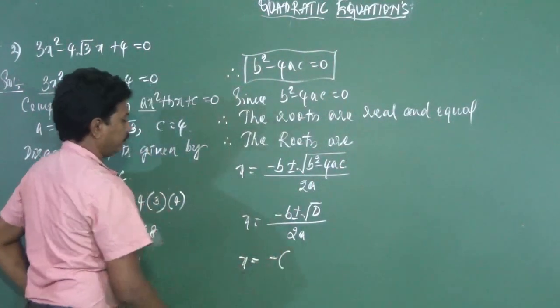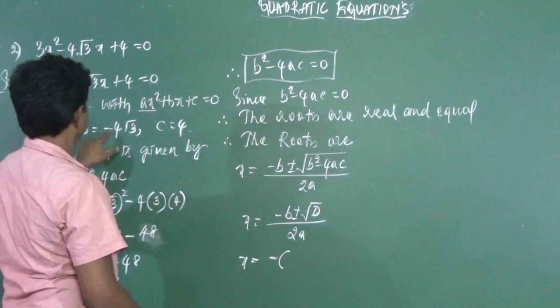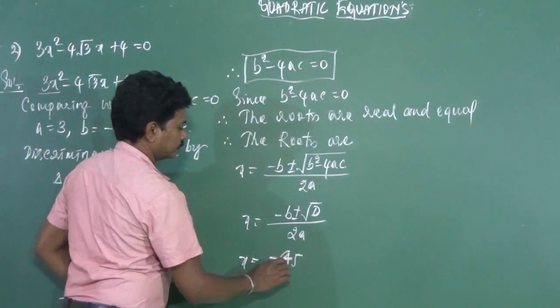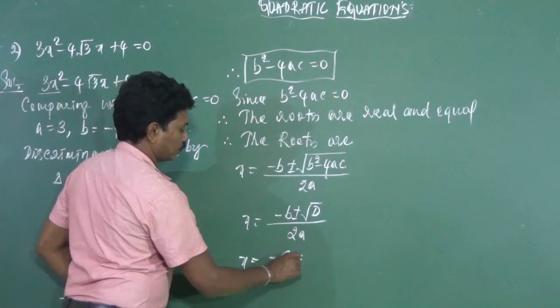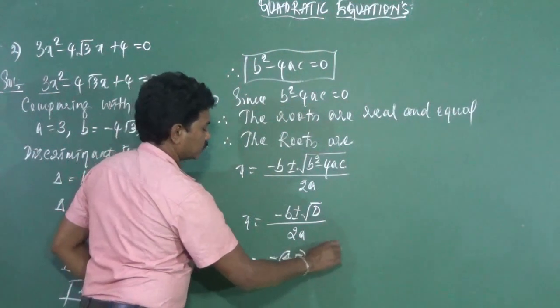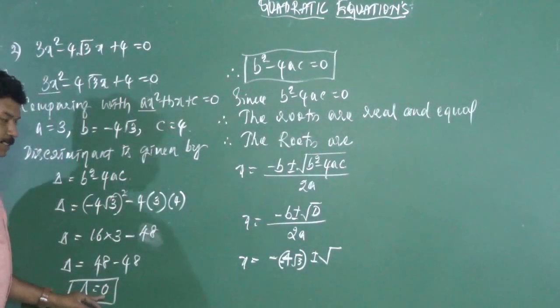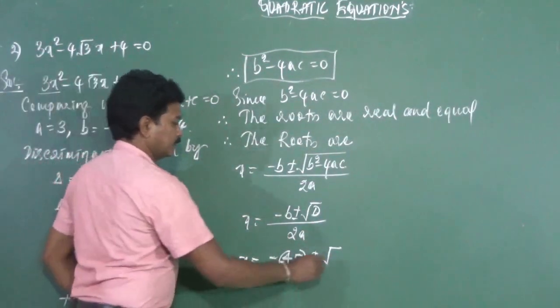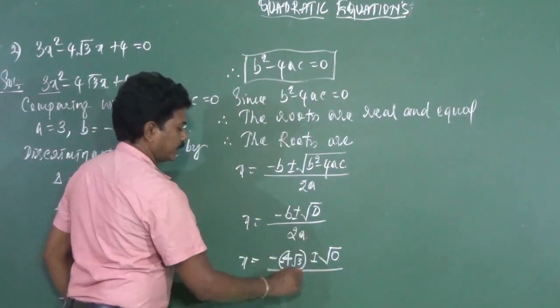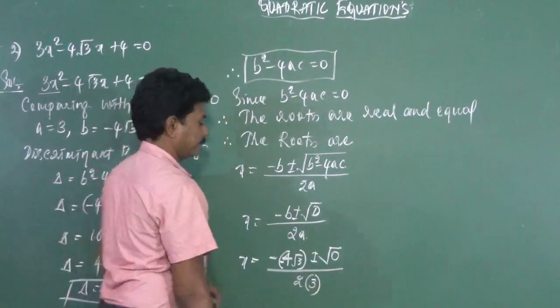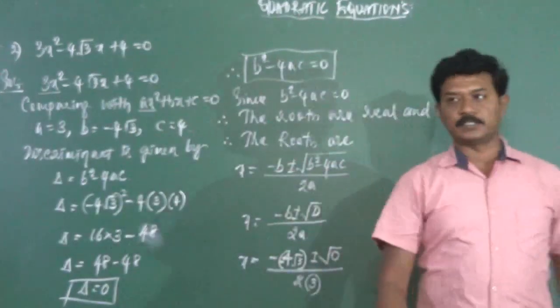So x is equal to minus of b value, minus 4 root 3. So we have minus here. Minus minus 4 root 3 plus or minus square root of the discriminant value, 0. Discriminant value we have got as 0. That's all, very simple. 0 by 2a. So 2 into 3, a is 3. I hope you understood these steps.